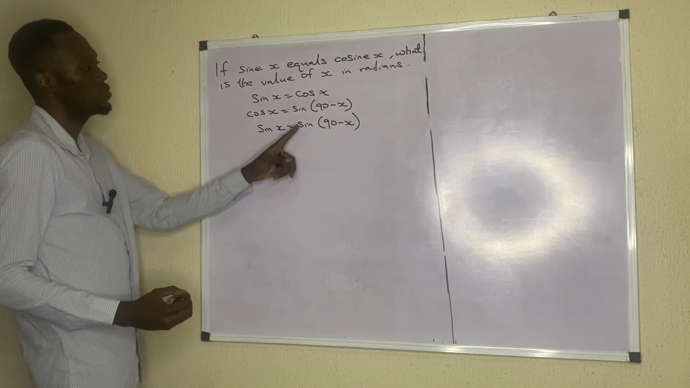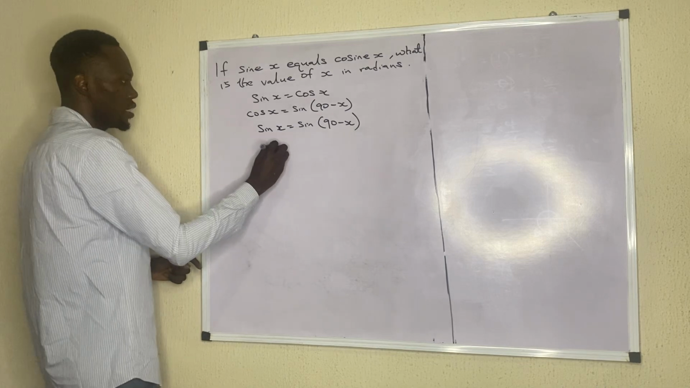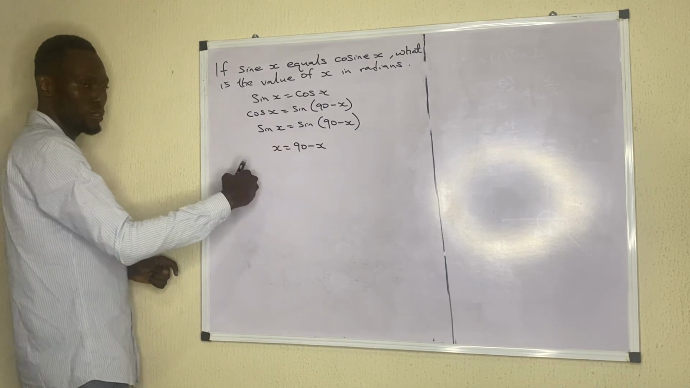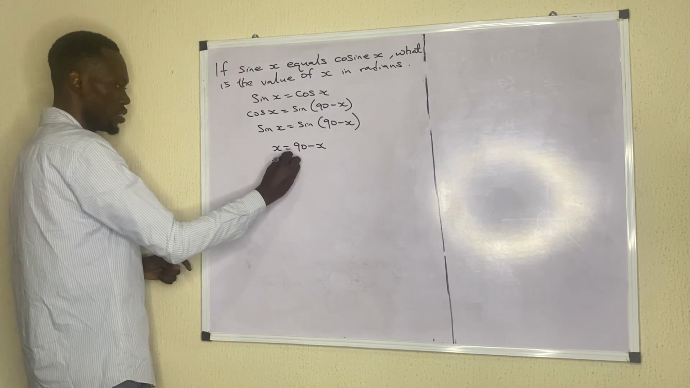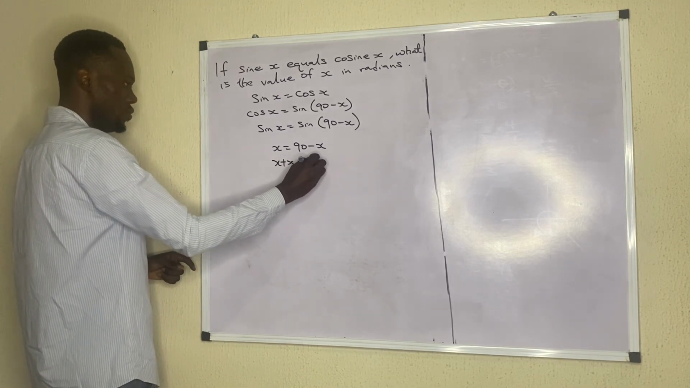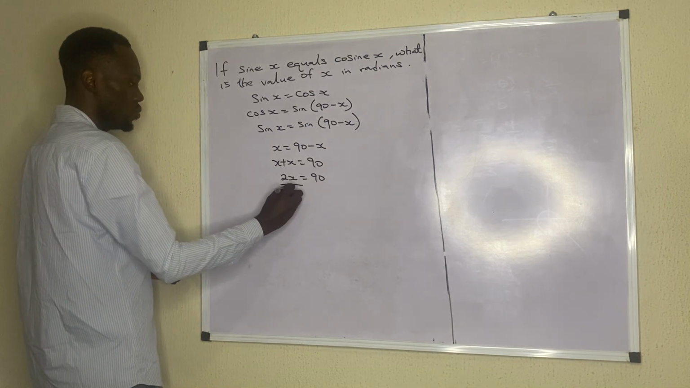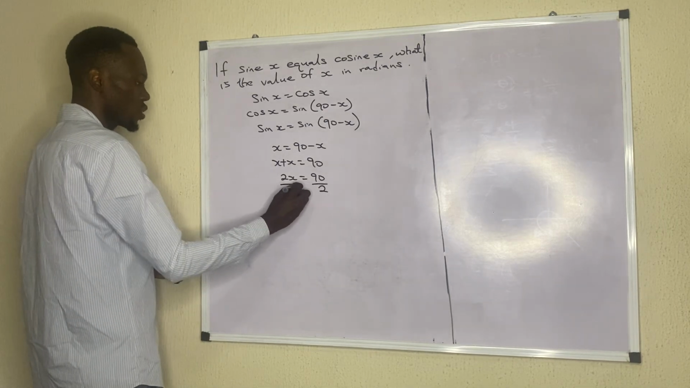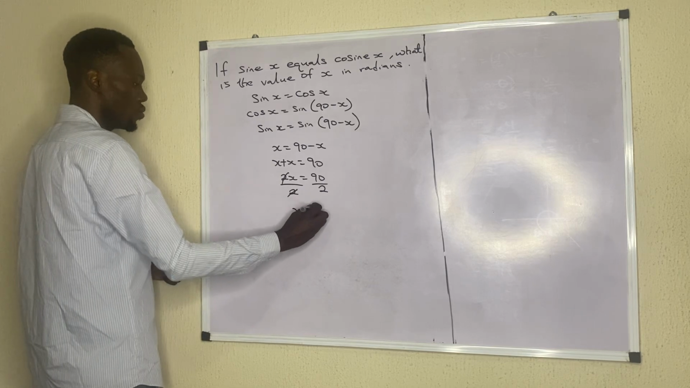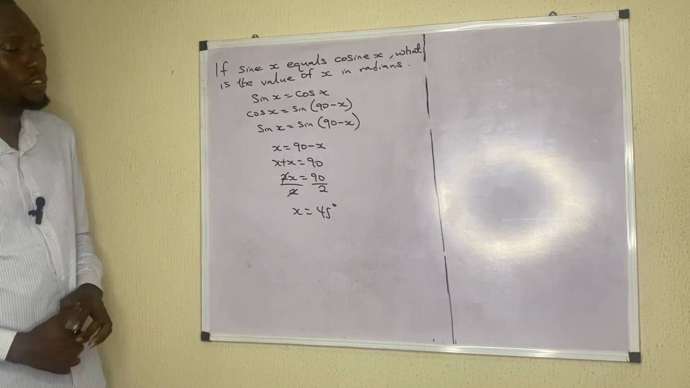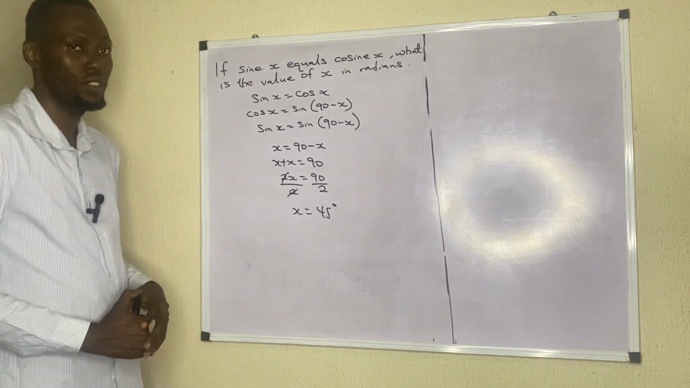So if sine x is equal to sine of 90 minus x, it simply means that x is equal to 90 minus x. I'll take this one over to this side. I'll have that x plus x is equal to 90. 2x is equal to 90. Dividing both sides by 2, I will have that my x is equal to 45 degrees. So I've gotten the value of x to be 45 degrees, right?